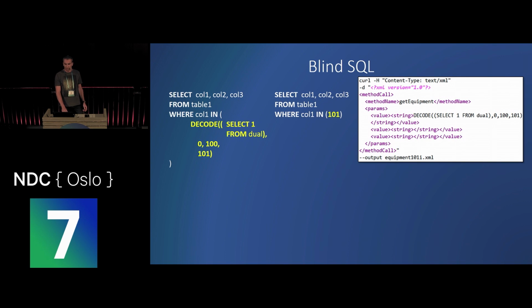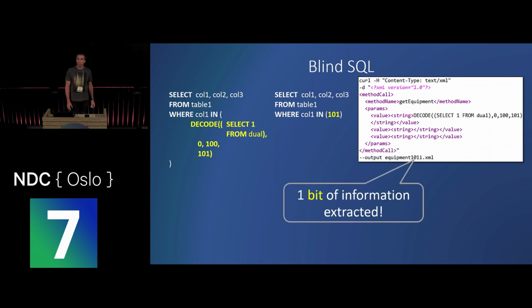So we can think about what we really achieved. We have extracted 1 bit of information from the database, because we executed code which would work differently, whether it would be returning 0 or 1. So 1 bit of information may not be a big finding, but we can think about what else we can do with that.